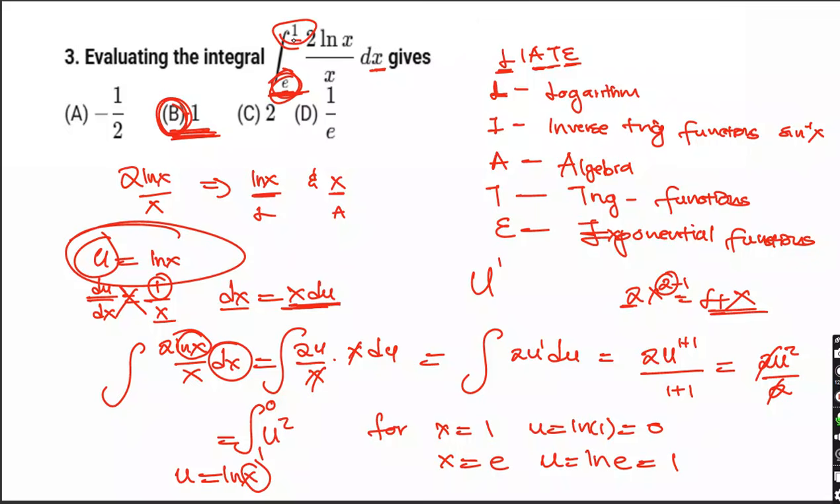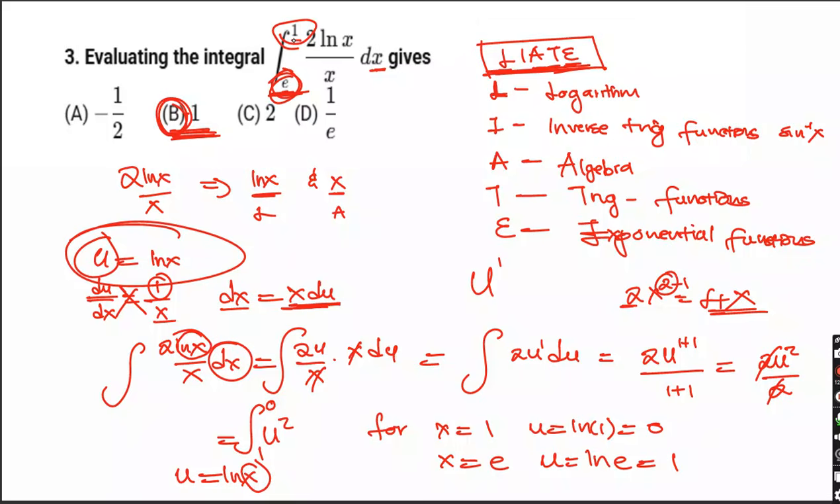And always, whenever you are using U-substitution, remember the initials LIATE: L stands for logarithm, I for inverse trig functions, A for algebra, T for trig function, then E for exponential functions. After that, another emphasis: whenever you are using U-substitution, don't forget to change the limits.